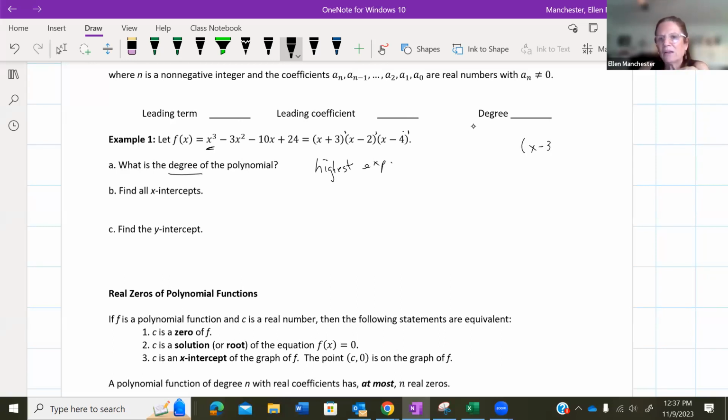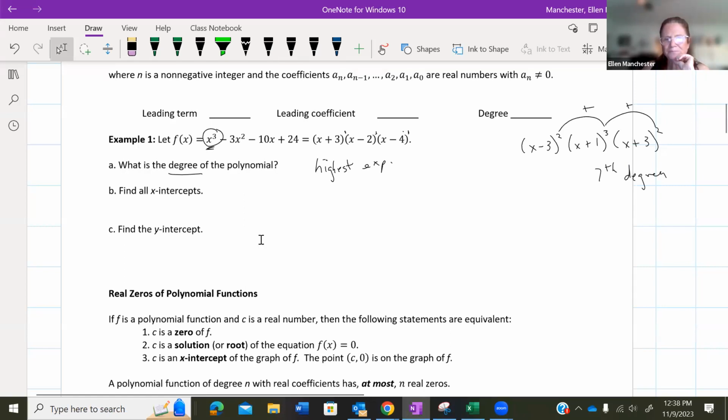If I had a polynomial that looked like this, all I do is I add the exponents. So this is a 3, 5, 7. This is a 7th degree polynomial. It's as simple as that. If it's factored, you just add the exponents. If it's not factored, you find the highest exponent. That's the degree. Okay.